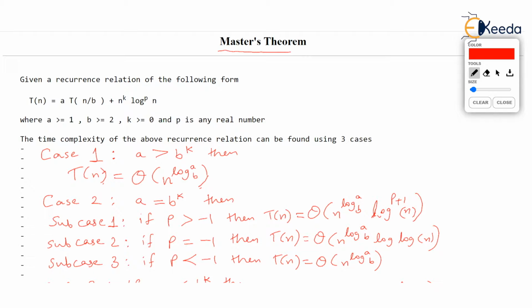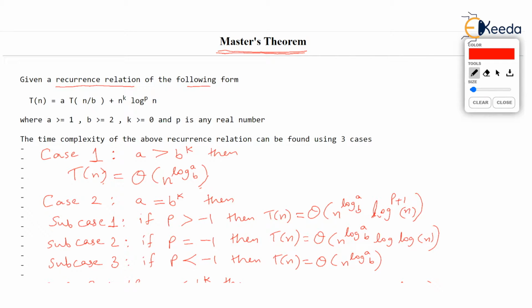Now, Master's Theorem is a very popular theorem which is used for solving recurrence relations. If a recurrence relation is given, then we can easily find out the time complexity using that recurrence relation. It will be very easy if you use Master's Theorem. But there is one limitation of Master's Theorem. The recurrence relation that is given to us should be of the following form.